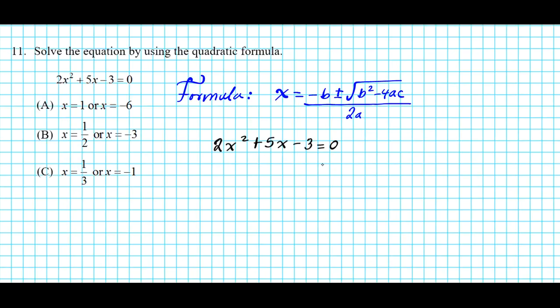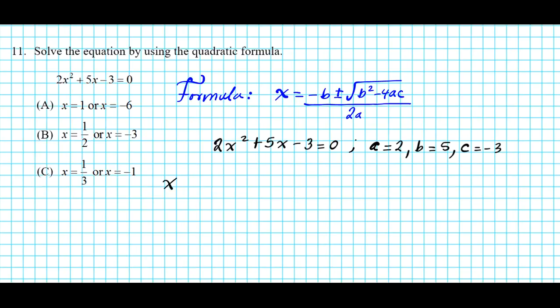So this example is already in standard form, so we can proceed to determine what a, b, and c are. They are the coefficients of the second degree term, the first degree term, and the constant. So we have a is 2, b is 5, and c is negative 3. Alright, now we'll just simply substitute these values into the quadratic formula.